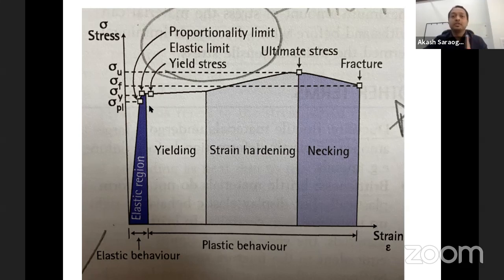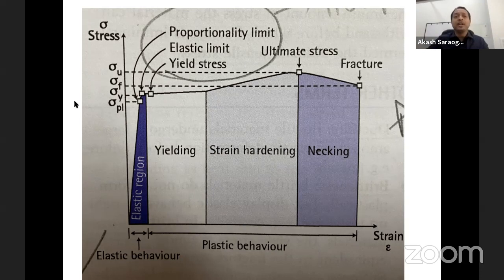Number one is the proportionality limit. What does it mean? Up till now, the increase in strain was proportional to the increase in stress. More the stress, more the strain. But when we reach this point, even if there is very little increase in the stress, the strain may increase significantly, which means that they are not proportional to each other. One may increase more than the other. Okay, so that is the proportional limit.